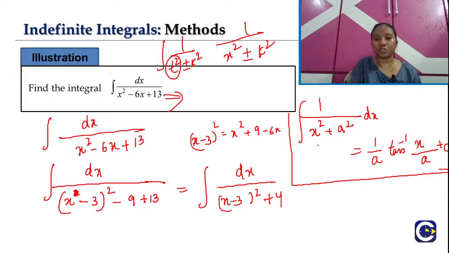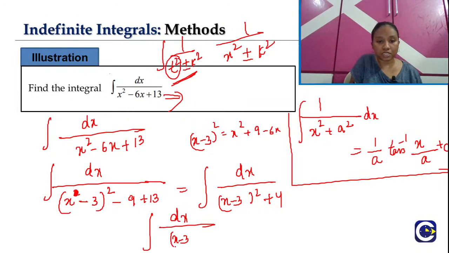Right. As I mentioned, according to the formula which we have seen, it should be in terms of t square plus k square. In place of t, I am having x minus 3. And in place of k, it should be in square. So I will be rewriting this as dx by x minus 3 whole square plus 2 square. Now if you observe, it is as it is in our formula, that is 1 by x square plus a square, where x is equal to x minus 3 and a is equal to 2.